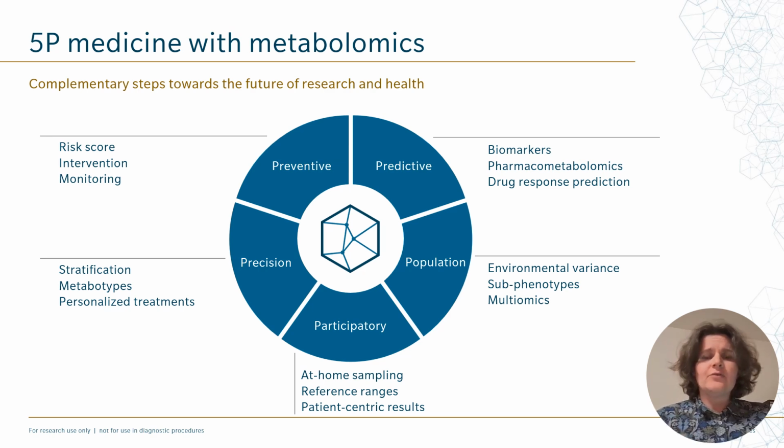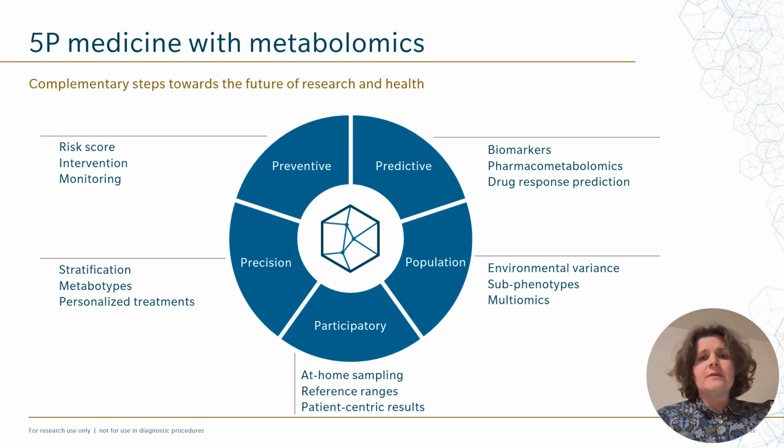So I want to walk you through a few examples of how metabolomics can be used in 5P medicine. For example, given the role of diet and exposures in chronic disease, metabolomics is a perfect tool to devise strategies for the prevention of chronic disease, for example, with dietary interventions and monitoring of response through metabolite levels. Biomarker discovery is probably the best known use of metabolomics in predictive medicine, while metabotyping and stratification of individuals based on their metabolomic profile is a recognized tool for precision medicine.